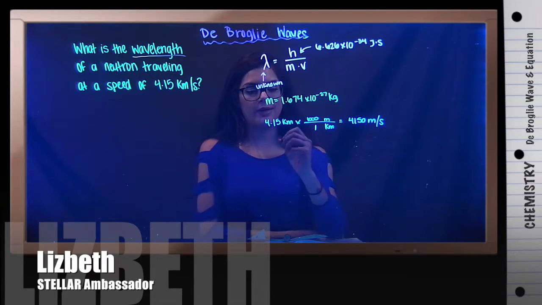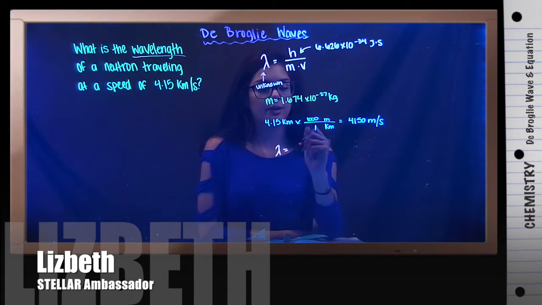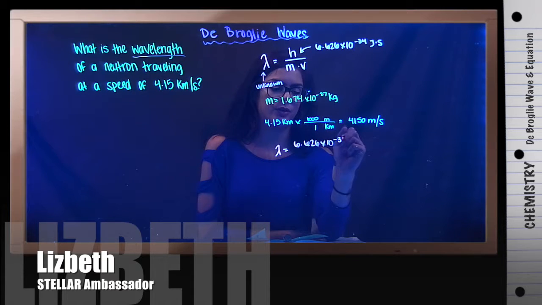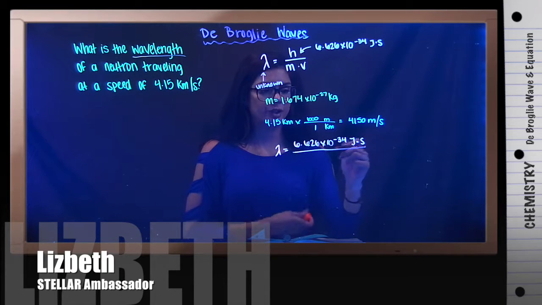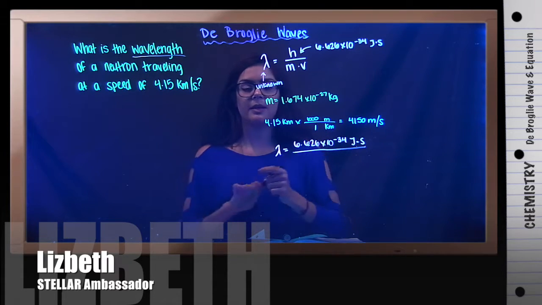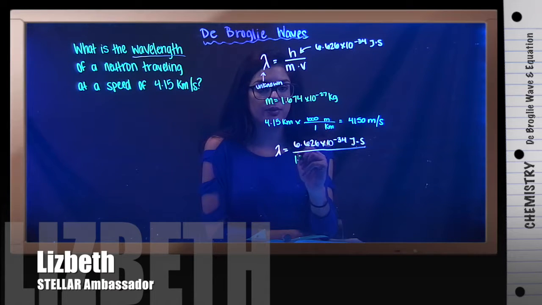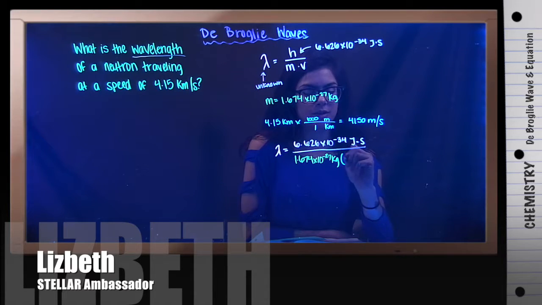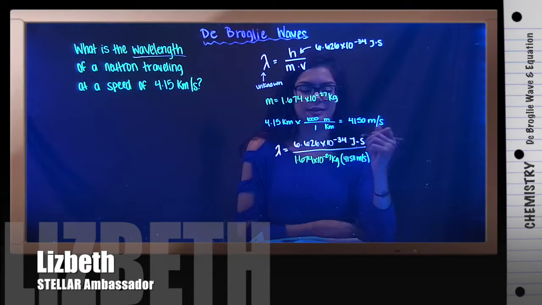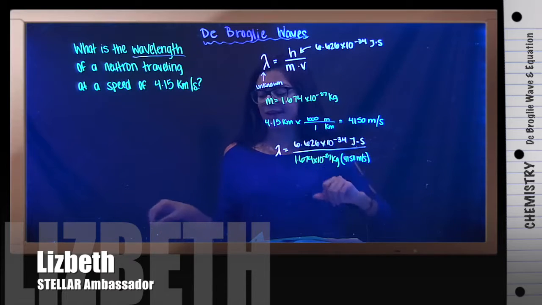So let's go ahead and plug those in and see what that looks like. We're going to have our wavelength is equal to Planck's constant, 6.626 times 10 to the negative 34 joules times seconds, all over our mass, which we got from the cover of our book, 1.674 times 10 to the negative 27 kilograms. And then we also have our speed, which is going to be 4,150 meters per second, which is ridiculously fast, but that's fine. They're very small. They can do those kinds of things.